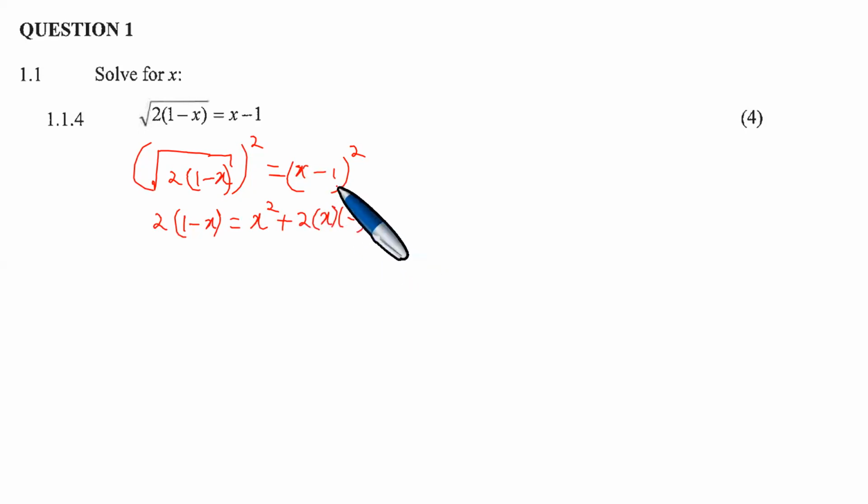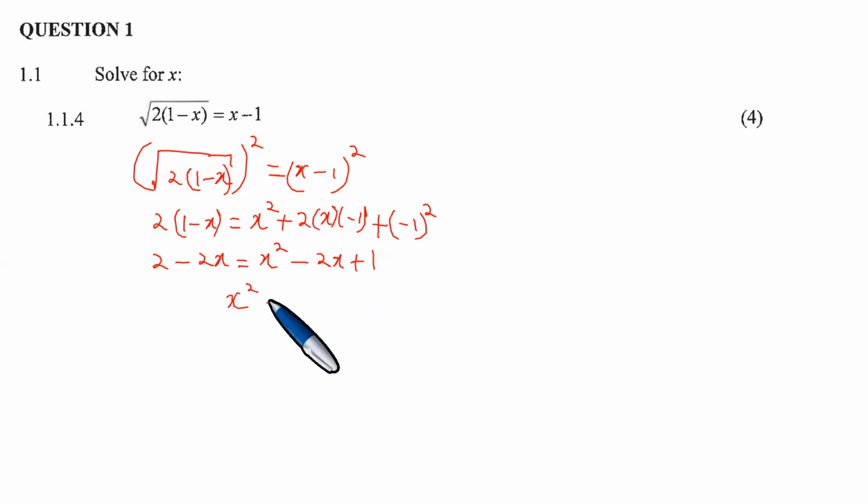The next thing is you square this. So you always put a plus, and then you square that. And that will allow you to square this with ease, okay? Right, so if you square the left, the square root goes away, giving us 2 minus 2x, which is exactly x squared minus 2x plus 1. So, which is exactly x squared.